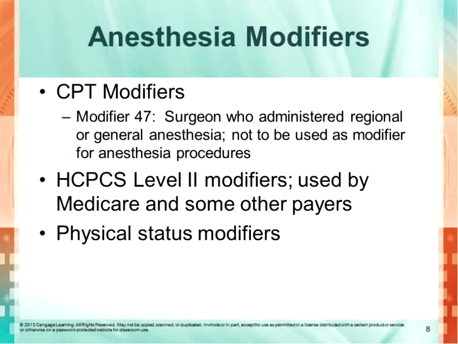Now, there are certain modifiers that you append to your anesthesia code. Your book on page 91 at the bottom gives you a listing of those. You have modifier 22 for unusual procedural services, modifier 23 for unusual anesthesia, modifier 32 for mandated services, modifier 51 for multiple procedures, modifier 53 for discontinued procedure, and modifier 59 for distinct procedural service. These are the modifiers you use with anesthesia codes.